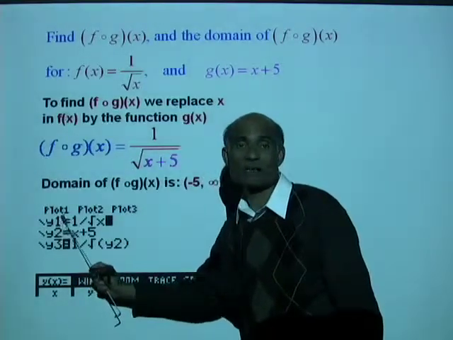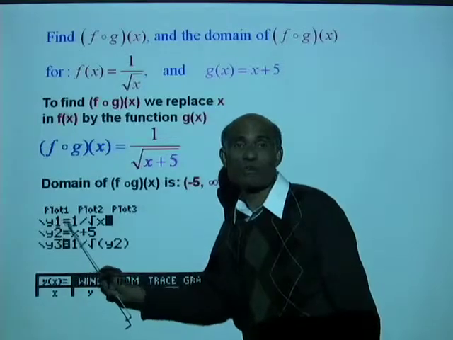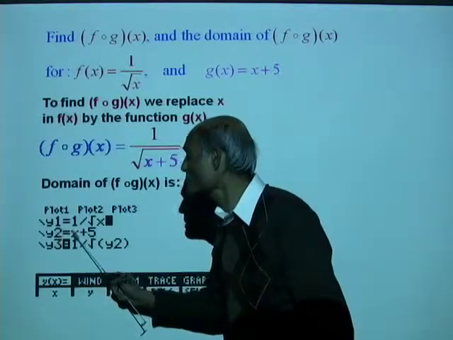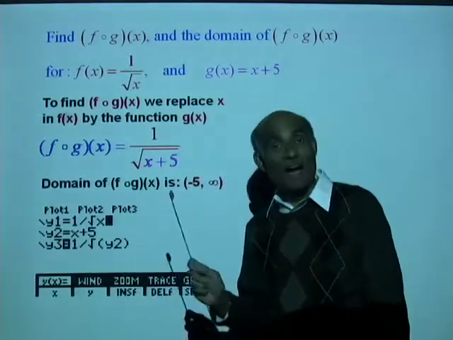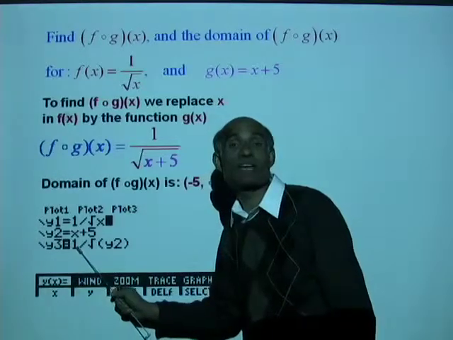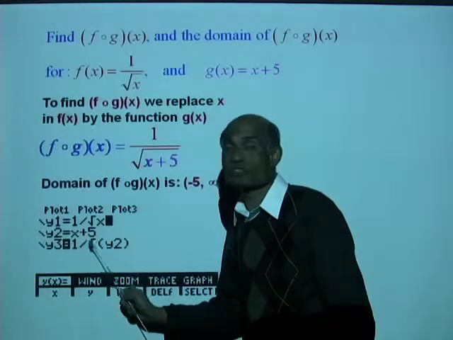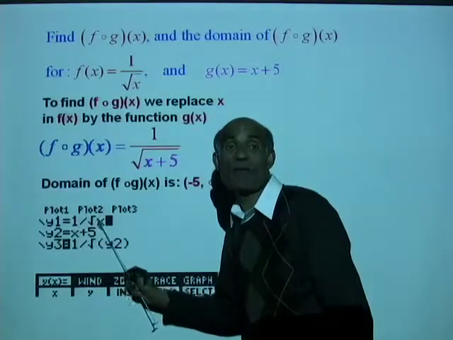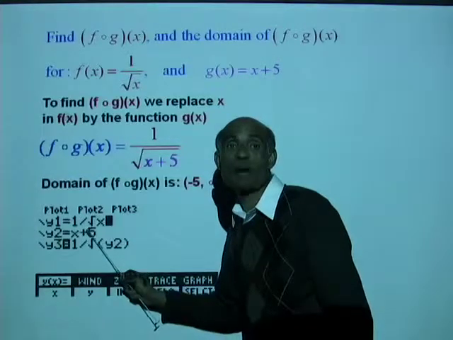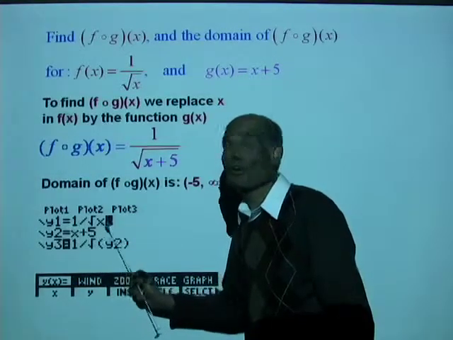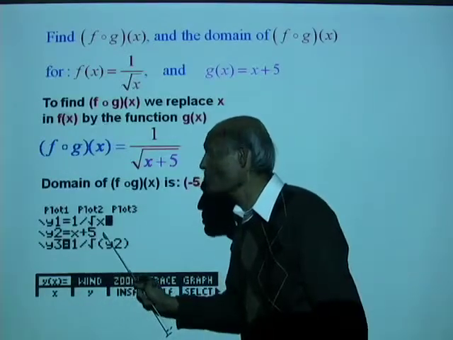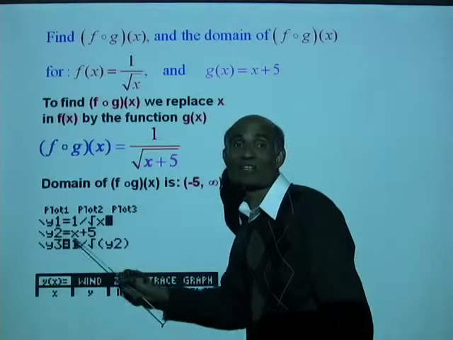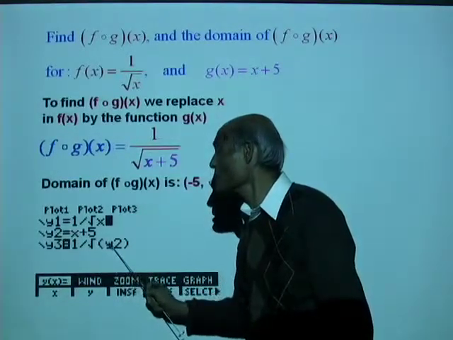Go to your calculator, press y equal to, and put in y1 equal to 1 over square root of x, and y2 equal to x plus 5, and y3 we can give a composite. Look at the way it's going to be. It's going to be f of x. Now f of x means in y1 x is replaced by y2. So what we need to do is say 1 over square root, you see, square root x, instead of x we say it is y2. 1 over square root y2.